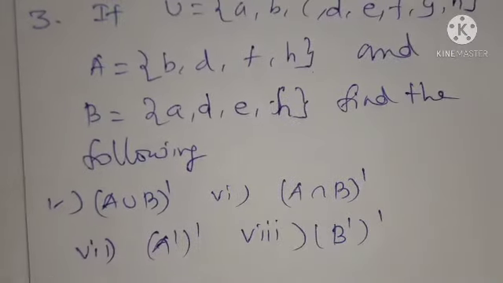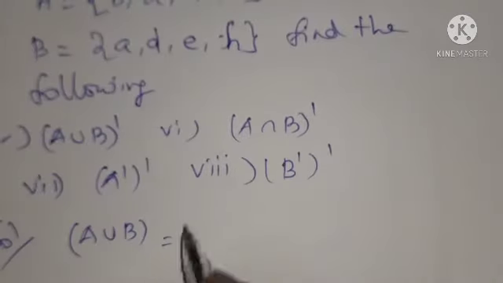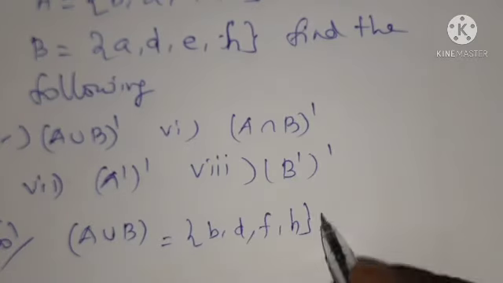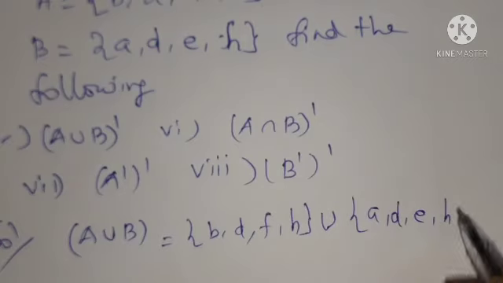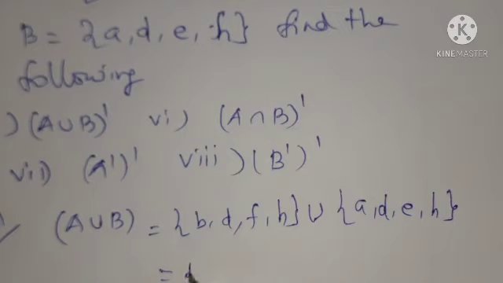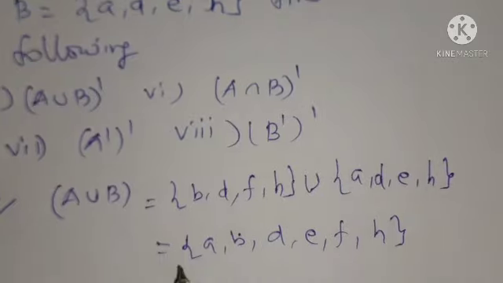First one, A union B. A union B is equal to the elements of A, B, D, F, H, union the elements of B, A, D, E, H. Union means combine the elements of both the sets, writing each element one time: A, B, D, E, F, H. This is set A union B.